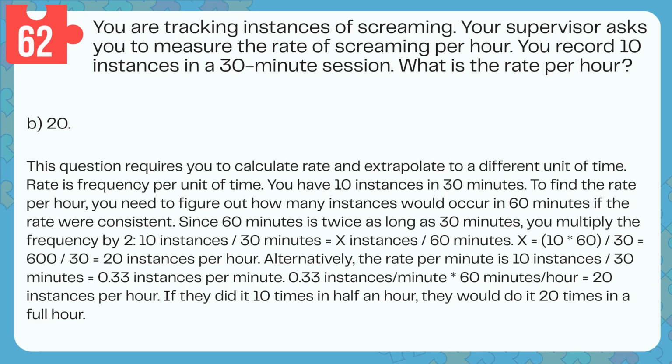10 instances / 30 minutes equals x instances / 60 minutes. X equals 10 * 60 / 30 equals 600 / 30 equals 20 instances per hour. Alternatively, the rate per minute is 10 instances / 30 minutes equals 0.33 instances per minute. 0.33 instances per minute * 60 minutes per hour equals 20 instances per hour. If they did it 10 times in half an hour, they would do it 20 times in a full hour.